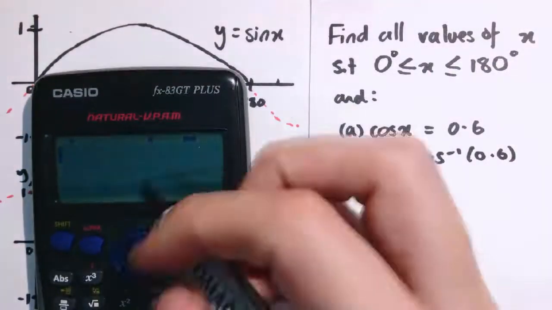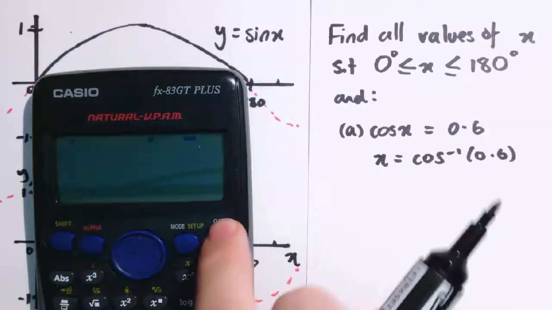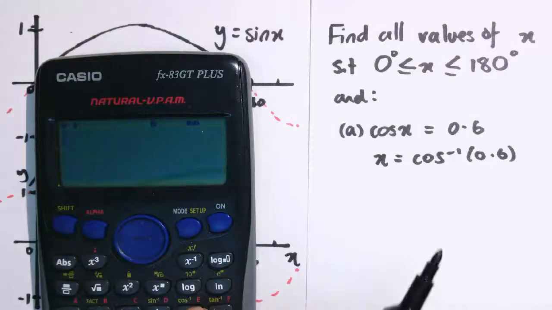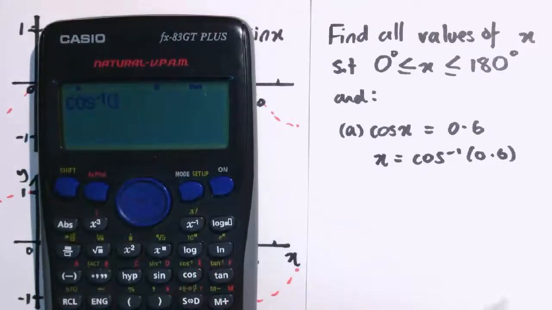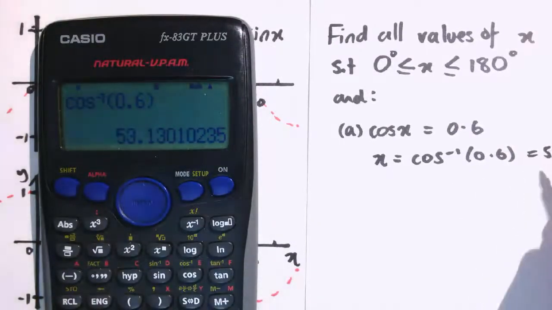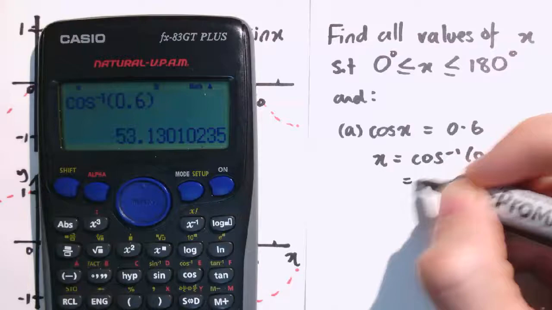So make sure we're in degrees mode as with other trig questions, and I'll just do shift cos to get the cos inverse function up, and then type in 0.6, and that will give me the angle there, 53.1 degrees.